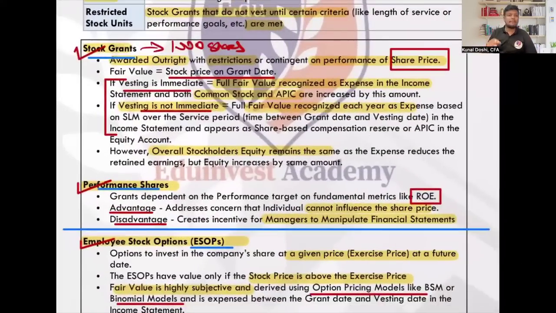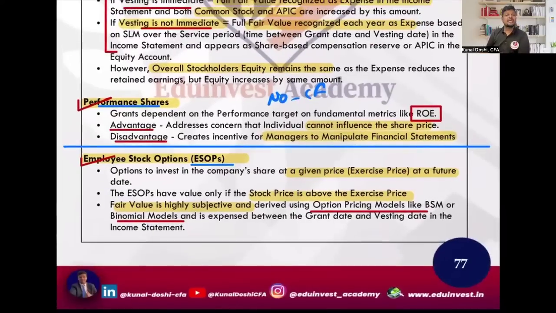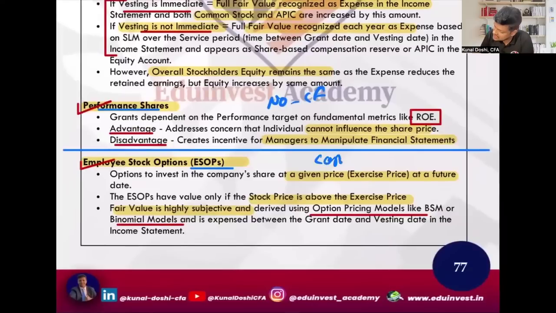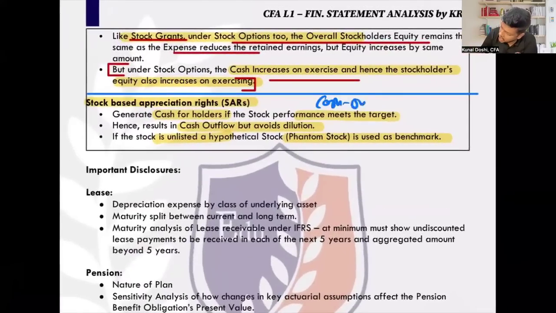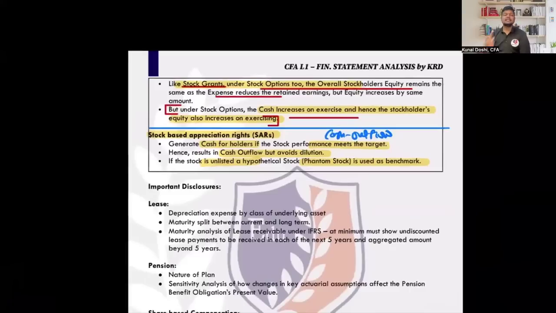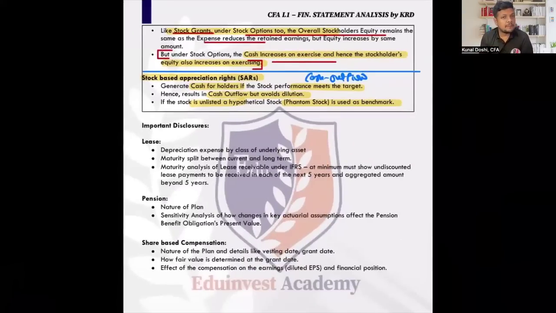Conclusion. Can you tell me, when the company gives compensation in the form of stock grant or performance share, is there any cash inflow or outflow? No cash flow, neither inflow nor outflow, right? Am I correct? Yes or no, everyone? But when the company issues ESOPs, there is a cash inflow. When the company gives stock appreciation rights, there is a cash outflow. Is this clear? All the four different types of compensation. Everyone understood?